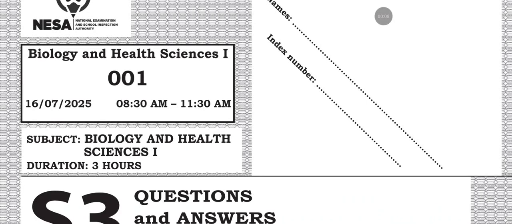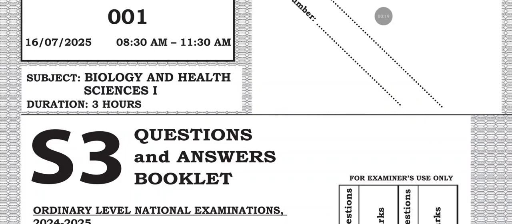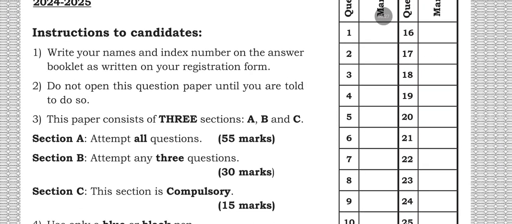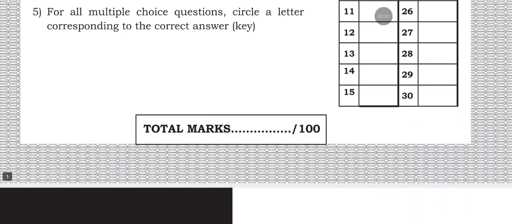Now it's the turn of senior students, and I'm bringing the marking guide of Biology for Senior 3, 2025. As I told you, the paper comprises sections A, B and C. Read the instructions first, understand them, and then follow the steps of answering the questions.